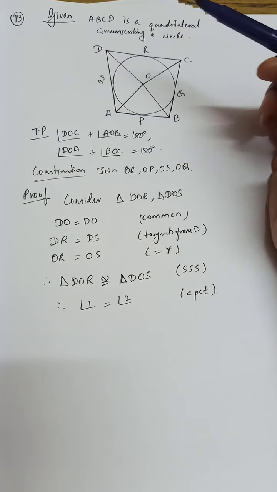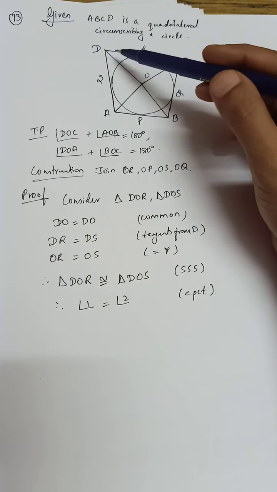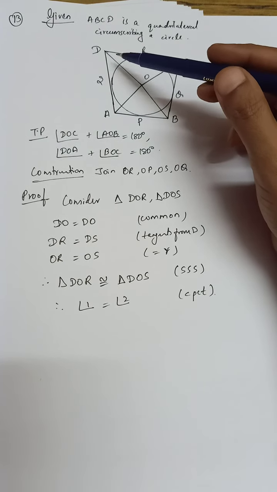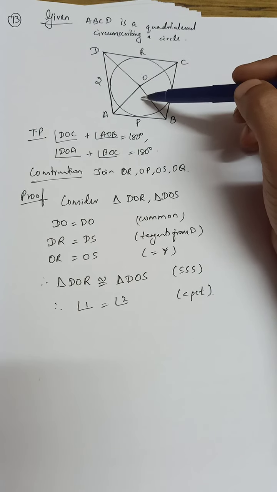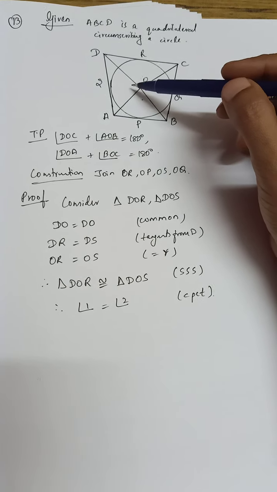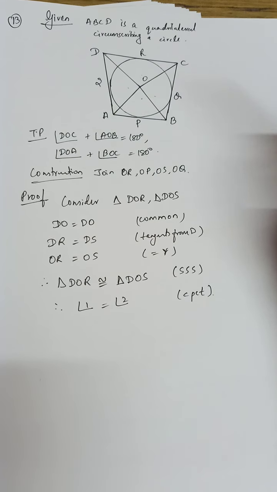In question number 13, we are given a quadrilateral which is circumscribing a circle. So as usual, the sides are all tangents, and we have to prove that these angles, this angle and this angle, are supplementary. Similarly, we have to prove that angle AOD and BOC are supplementary.